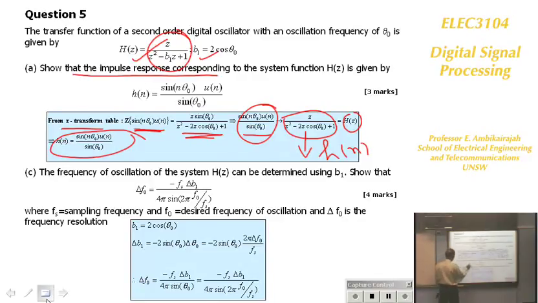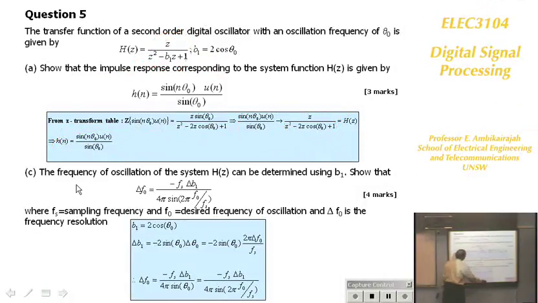So basically, if you're not sure, this is the way to do it. You're not sure about it, you just go back and find out. You've been asked, you've been given this. This is equal to that over that. You write this one, and this is what you have to show. So you start with the transform of this, that gives you this.